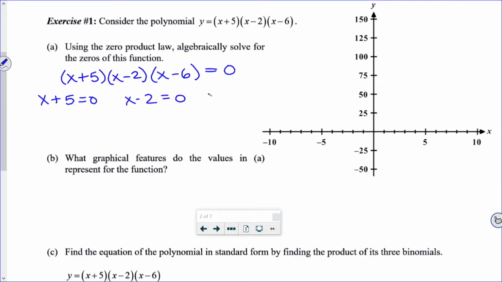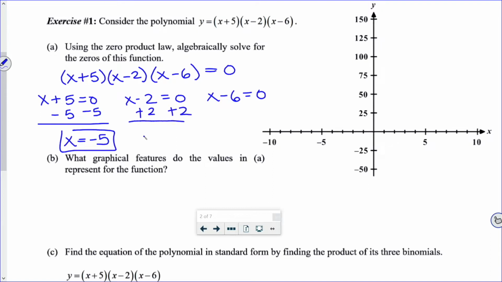x minus 2 is equal to 0, x minus 6 is equal to 0. Subtract 5, and I'll get x equals negative 5 as one zero of this polynomial. Add 2, and I'll get x equals 2, and add 6, and I'll get x is equal to 6.